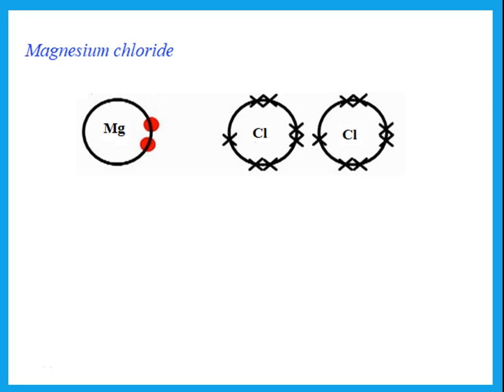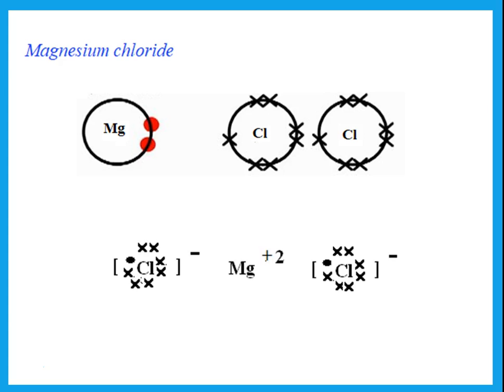So that means it will need 2 chlorines in order to receive the 2 electrons it's going to give. So the magnesium gives the 2 outermost electrons, so it becomes magnesium 2 plus, or magnesium plus 2. Now, it needs to give 2 electrons, but each chlorine needs only 1, and that means I need 2 chlorines to receive the 2 electrons given by the magnesium. And that's how you write it.